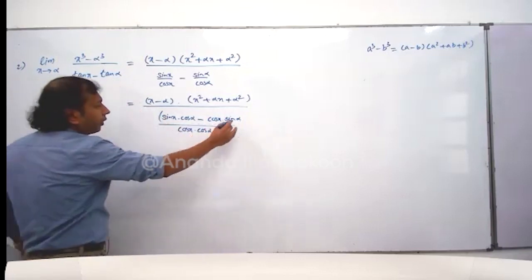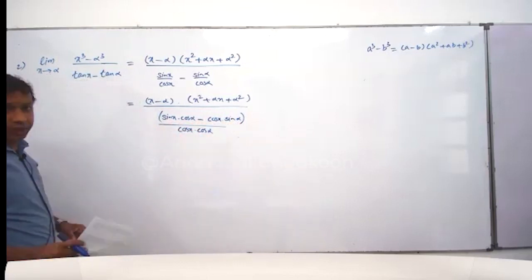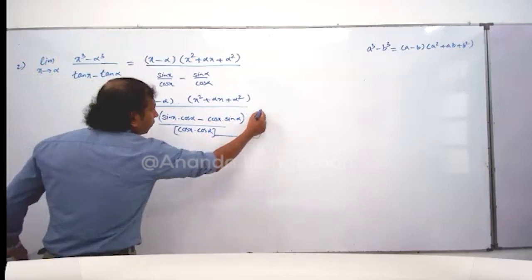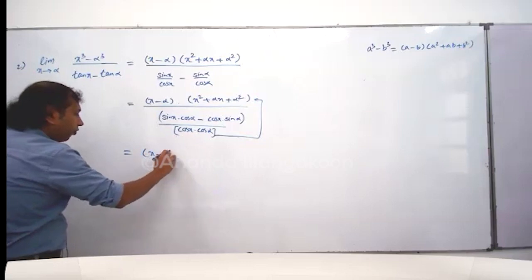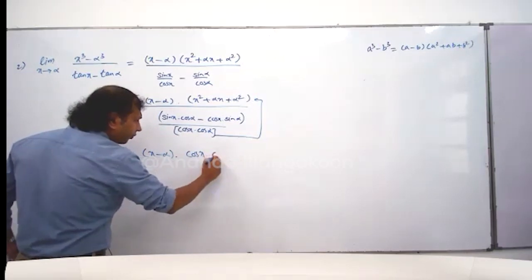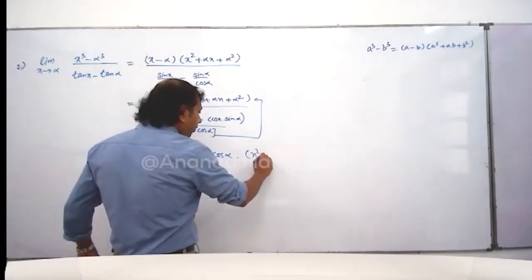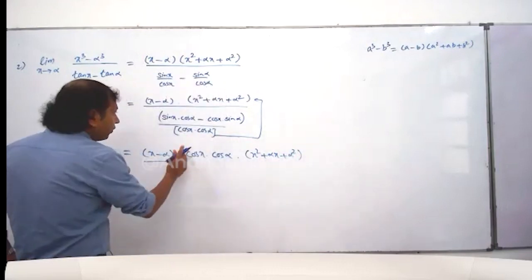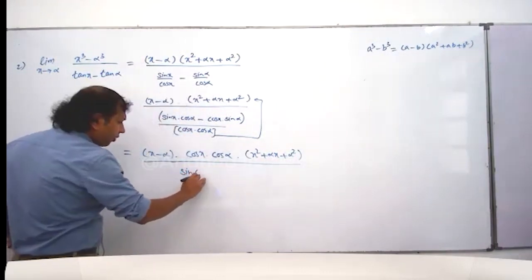Then this part you can write, it is sin a cos b minus cos a sin b, which is sin of a minus b, no? Meantime, this cos x cos alpha part goes to the numerator. Then I can write x minus alpha times cos x cos alpha into x squared plus alpha x plus alpha squared, over sin of x minus alpha, in the limit x going to alpha.